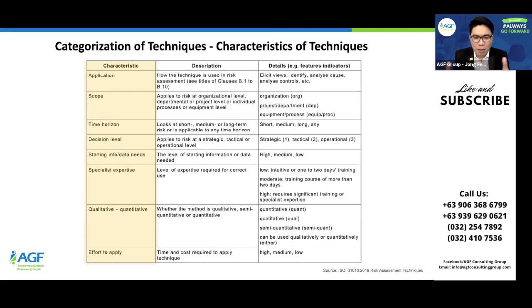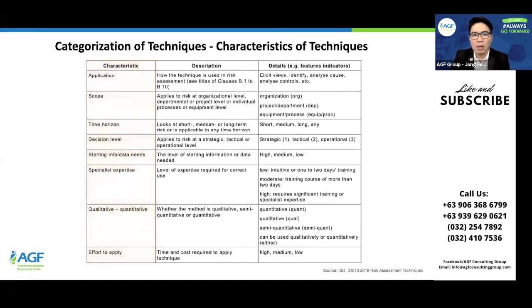Are we going to undergo training for like 1 day, 2 days, or more than that, just for us to really master this assessment technique? Are you getting this? Is this risk assessment technique a qualitative approach or a quantitative kind of assessment? And what about the effort in the application of this technique? Will it be time consuming? Will it also require funding, or a small fund, or no fund at all, or a large amount of fund? Did you get that? So these are again the important elements we need to understand in choosing what risk assessment techniques we are going to implement. Again, just to emphasize: application, scope, time horizon, up to effort to apply.